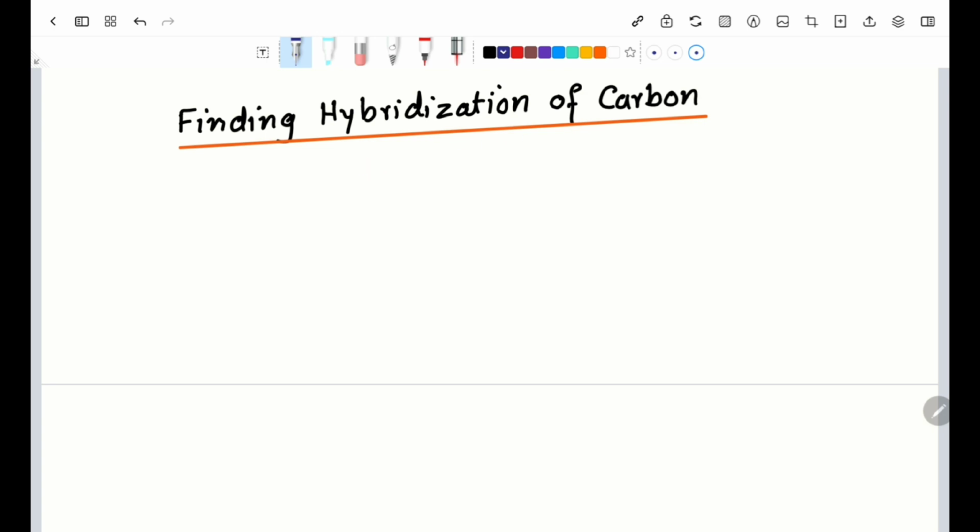How will we find this? Very easy. Let me draw three carbons. This is carbon, carbon, and carbon. When you see that all the bonds formed by the carbon are single covalent bonds or sigma bonds, then carbon will be sp3 hybrid. Remember, carbon is tetravalent. It can form 4 bonds only.